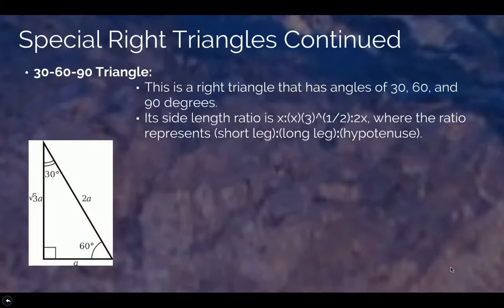Special right triangles continued. We have the 30-60-90 triangle. This is a right triangle that has angles of 30, 60, and 90 degrees. Its side length ratio is x to x radical 3 to 2x, where the ratio represents the short leg, which is right here, to the long leg, right here, to the hypotenuse, right here.